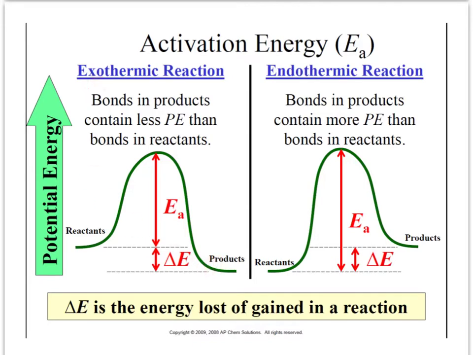So activation energy in terms of exothermic and endothermic reactions, we've learned what those are. Exothermic reactions are ones that release energy to the surroundings. Endothermic reactions are ones that absorb energy from the surroundings. So if you look at the energy of the reactants versus the energy of the products, and it's shown right here on the histogram, the reactants in this case have higher energy than the products.